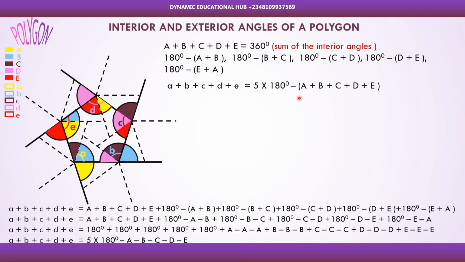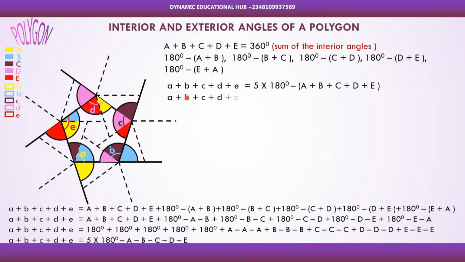Let's factorize this guy that we have here. Factorizing it by bringing out minus 1, you get minus (A plus B plus C plus D plus E), what we have here. Then we have 5 multiplied by 180. Then go back and fix the value of A plus B plus C plus D plus E, which is 360 degrees, sum of the exterior angles. Let's go back and do that.